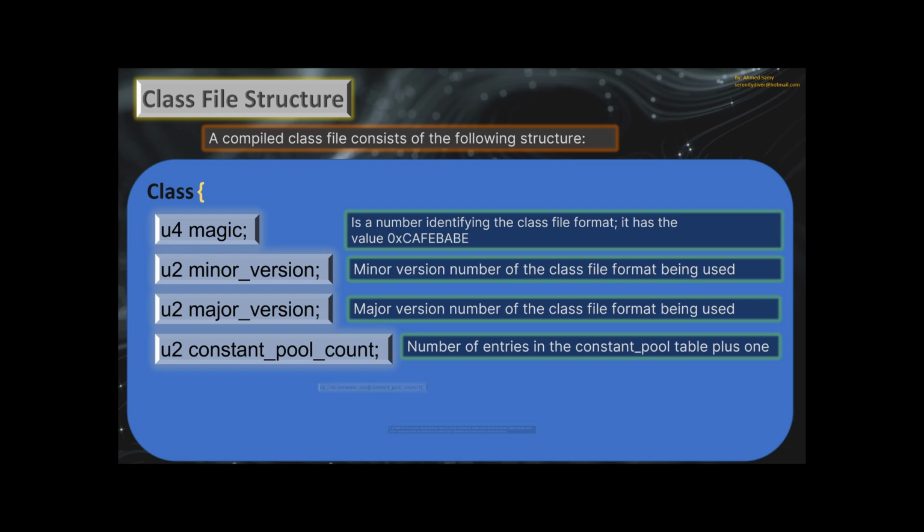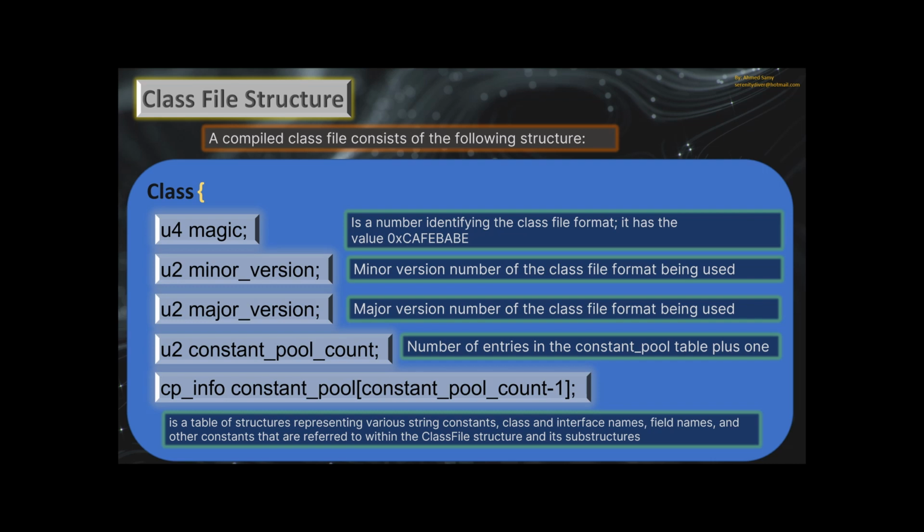Then after you have the constant pool count, you'll have the information about where these constants are stored. Constant pool info is a table of structures representing various string constants, class or interface names, field names sometimes, and other constants that are referred to within the class file structure and its substructures. So the class already contains some constants. You will have a count of how many constants you have, and then you have other information about where these constants are stored in your runtime environment.